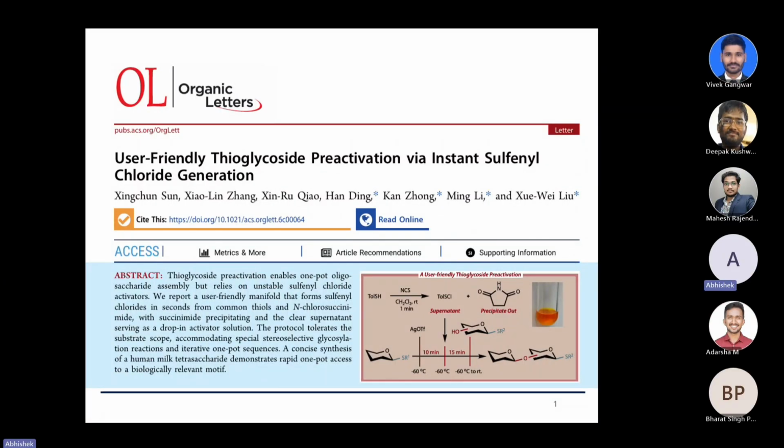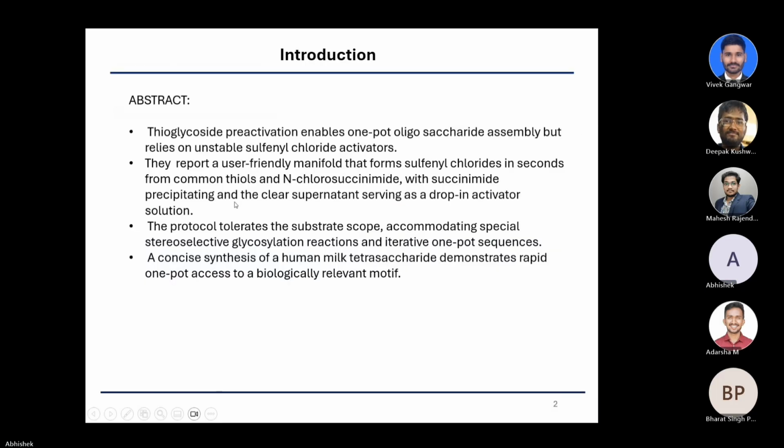Good morning to everyone. I'm going to present this Organic Letters paper, user-friendly thioglycoside preactivation via instant sulfenyl chloride generation. This paper is by Zhong and Zhang. Let us discuss in a concise way what this paper is about.